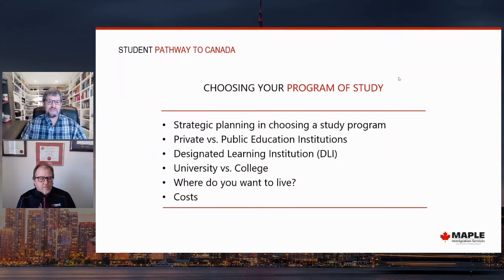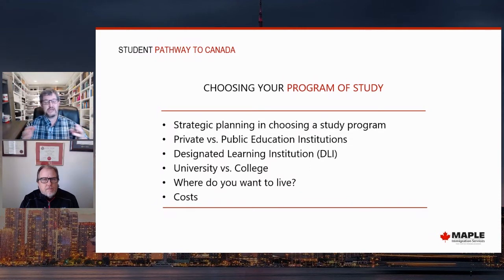Now, private versus public institutions, and I'm going to wrap that into DLI. Okay. So the first thing is that when you're working with any school in Canada, they have to be a designated learning institution. And a designated learning institution means that they've been certified by the Immigration Department, IRCC, to be able to take in international students.